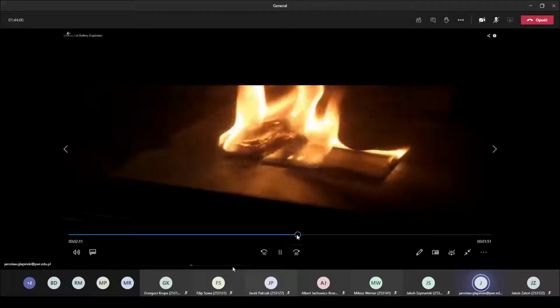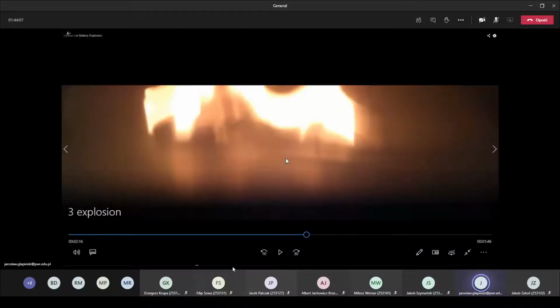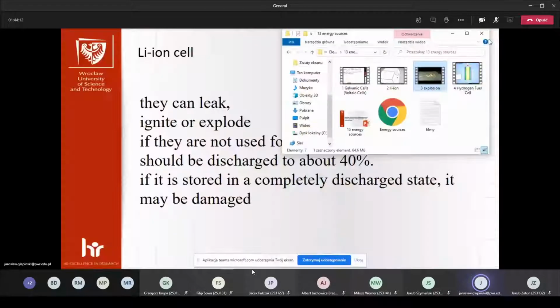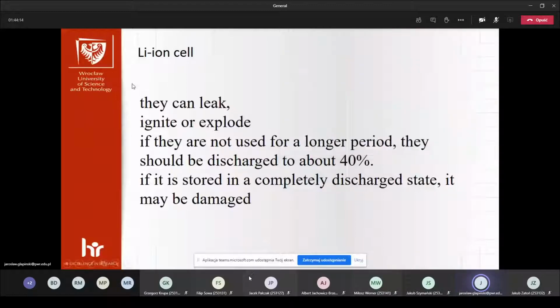Okay, so it's not the best solution for the battery, because you heard about some problems in planes where the batteries explode, so they have a fire on the plane. So it's not a very good solution, but we still use such batteries, because they store a lot of energy. But we have to be careful, because they can leak or they can explode.